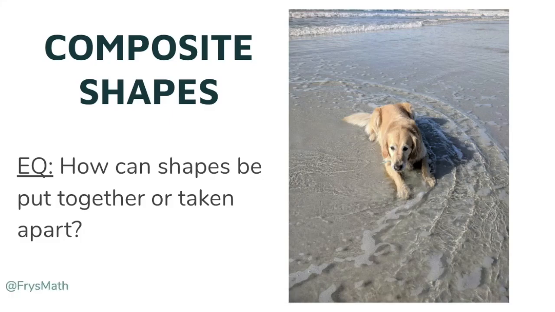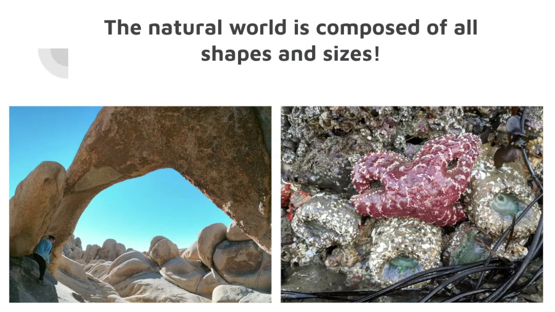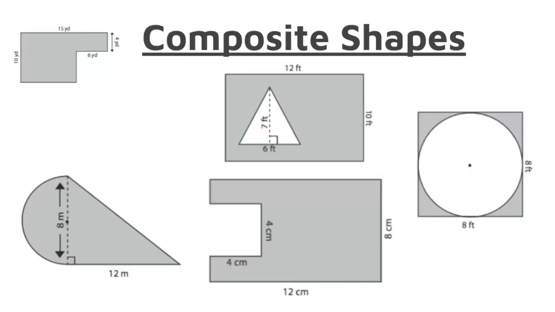Hey, seventh graders, we are going to be learning about composite shapes and answering the question, how can shapes be put together and taken apart? In the natural world, shapes are composed of all sorts of different sizes and combinations. So this is modeled in the mathematical world.